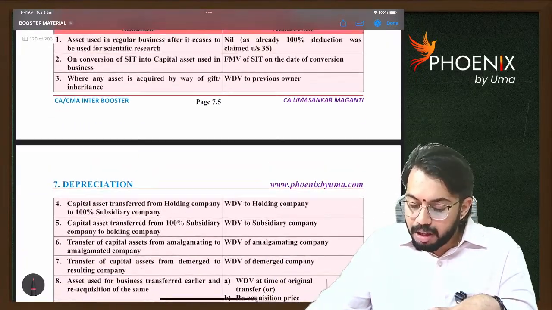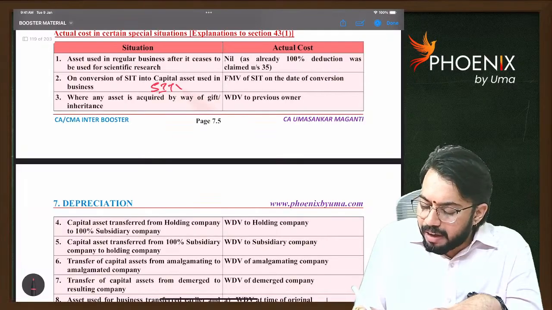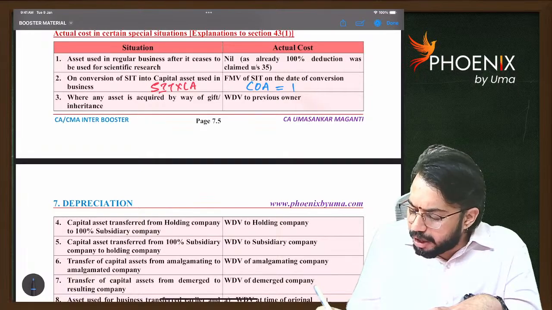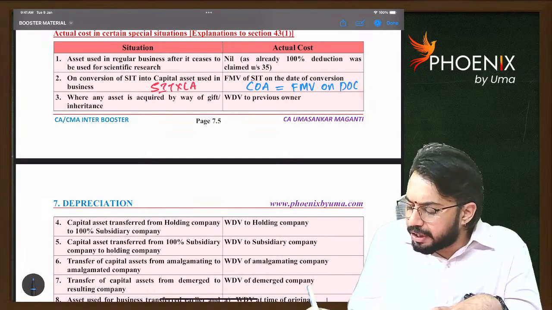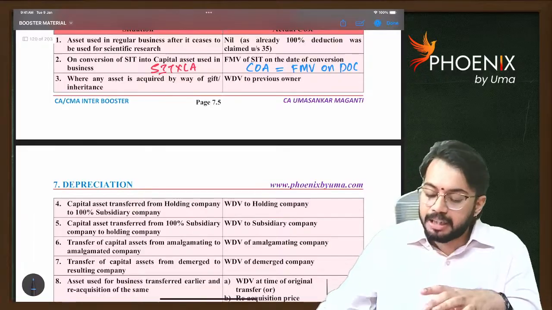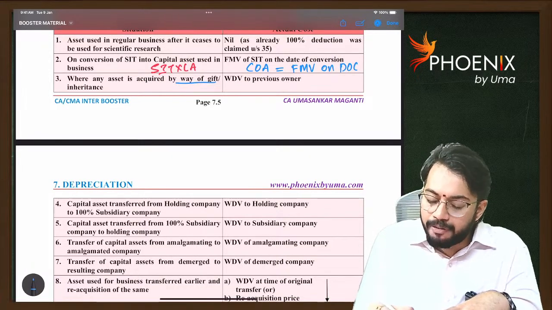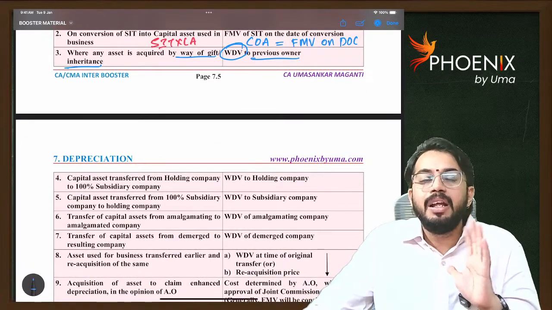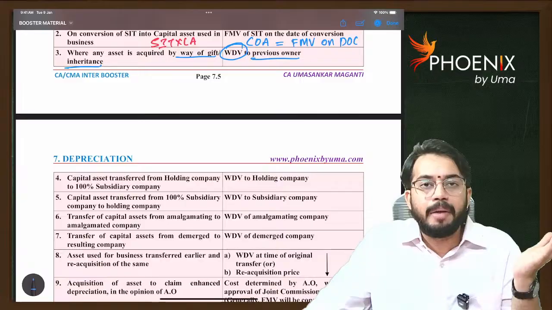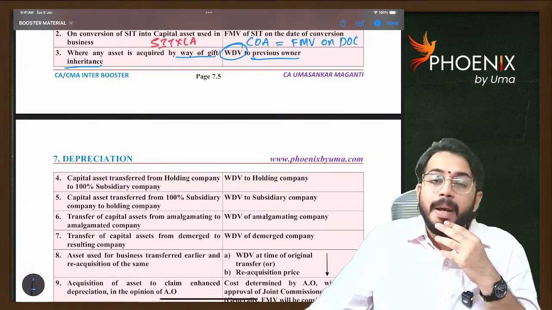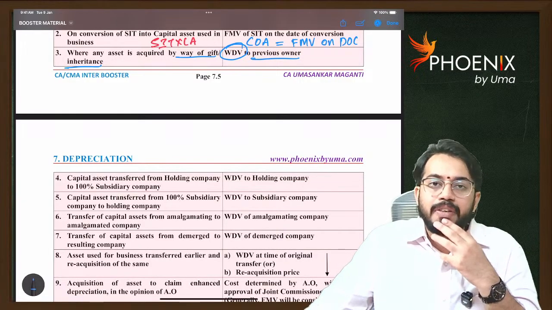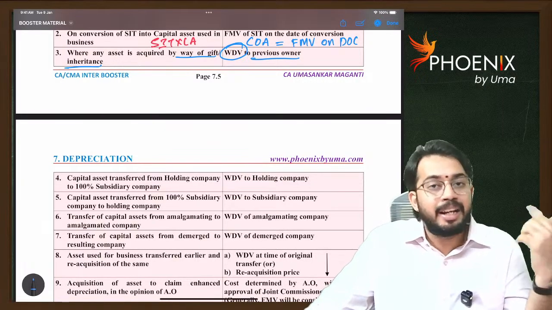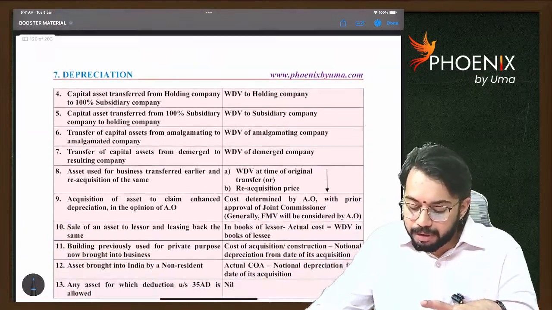Next, there is stock in trade converted into a capital asset. Whenever stock in trade gets converted into a capital asset, the cost of the asset is equal to the fair market value on the date of conversion. That will be treated as the cost of the asset. Next, when any asset is acquired by way of gift or inheritance, the cost is the written down value to the previous owner. For example, let's say I received one asset as a gift from my friend who is also a chartered accountant in practice. In my books, the cost of the asset is equal to the written down value to the previous owner. Whatever my friend's written down value is in his books of accounts, that will be treated as cost in my books of accounts.